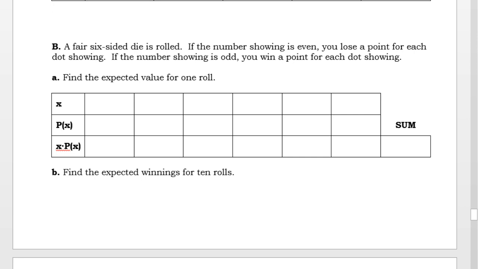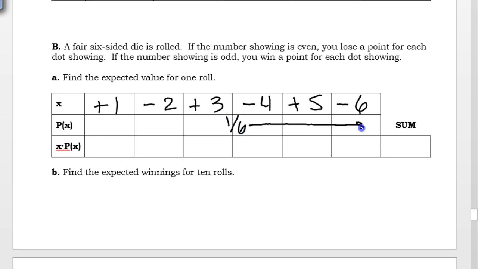So I need the possible outcomes. So when you're rolling a die, you can get a 1, or a 2, or a 3, or a 4, or a 5, or a 6. But we're going to get a little more specific. If it's an odd, that means I win. So all my odds are winning. If it's even, you lose, so all my evens are losing. The probability of rolling any side on a die is always 1/6.